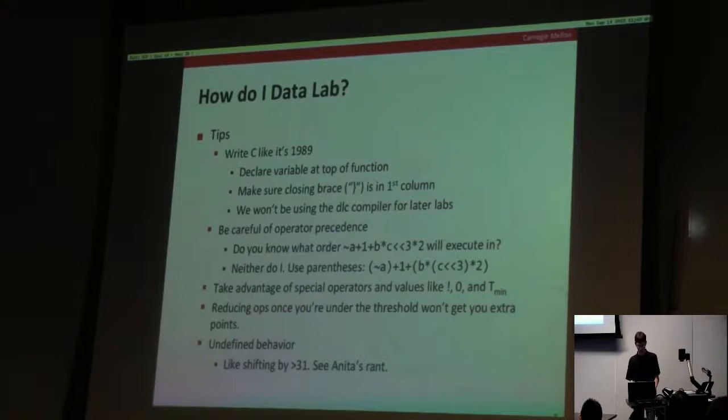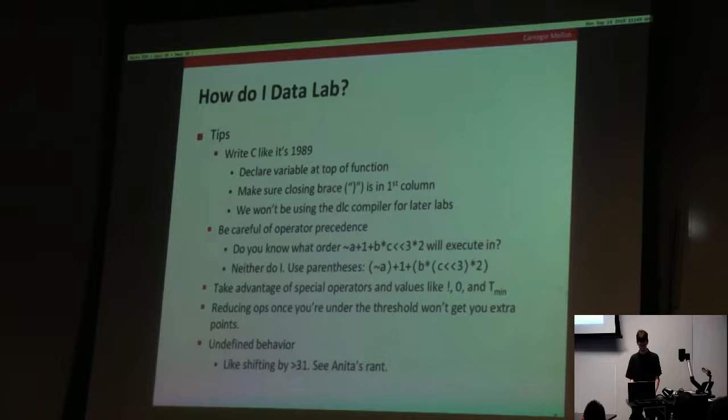You should take advantage of special operators if you're allowed to use negation. Use negation. 0 is a useful number. Int min is a useful number. You should try to work these into your puzzles. They'll help you out. And once you've gotten down to the required number of ops, using only the legal ones, you have full credit. If you want to reduce it more just to get higher on the scoreboard, you can, but you won't get any more points.